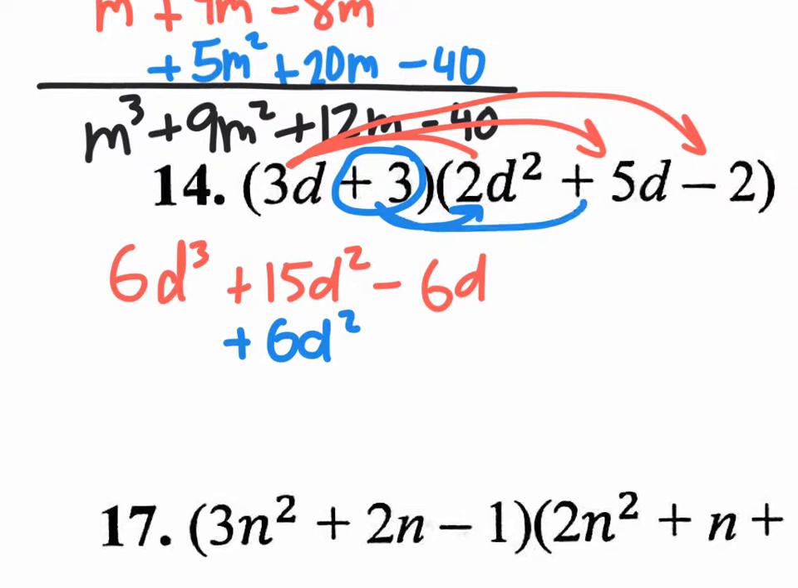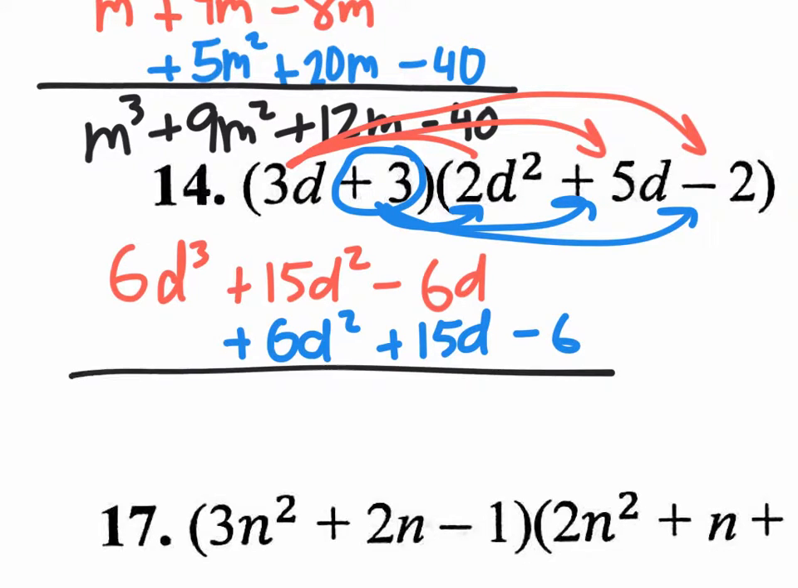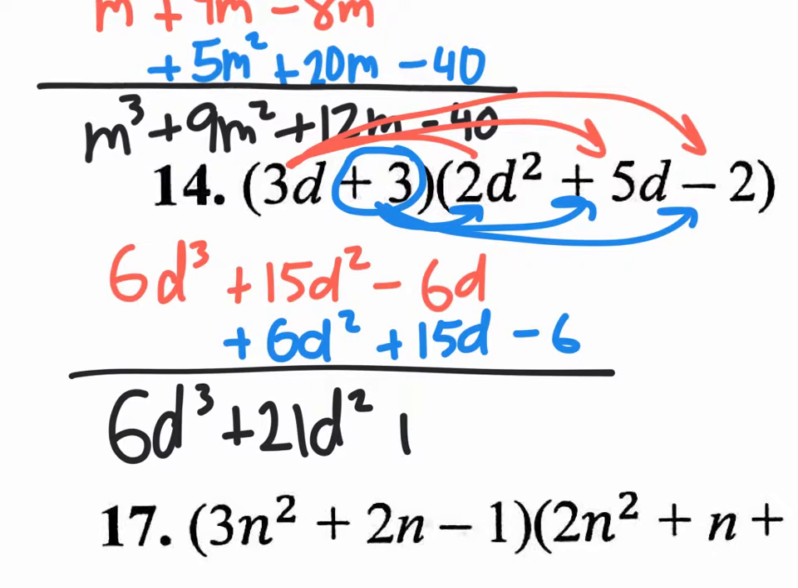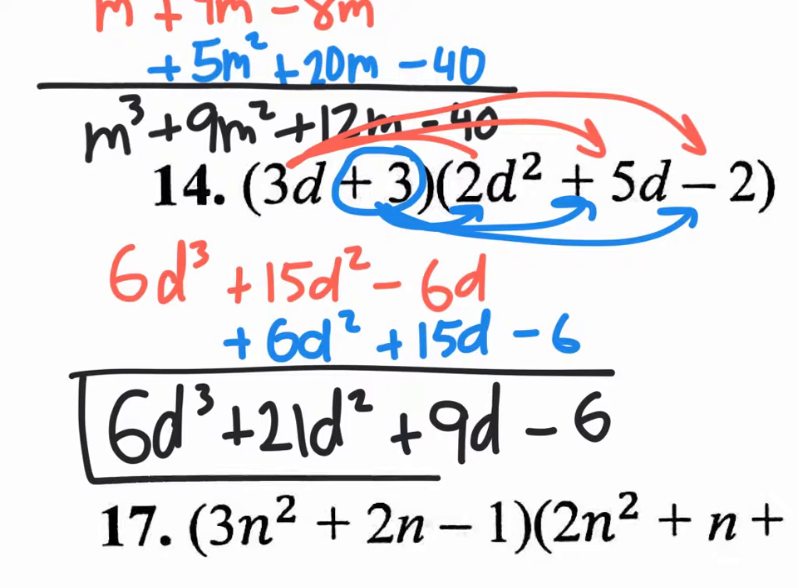And then positive 3 times positive 5d, that's positive 15d. And I'm going to write it below the other d term, below the minus 6d in red. And last but not least, positive 3 times negative 2, that's negative 6. That's the constant at the very end that you don't really combine with anything. So as you rewrite your final answer in standard form, 6d to the third plus 21d squared plus 9d minus 6 at the very end. That's your final answer right there.